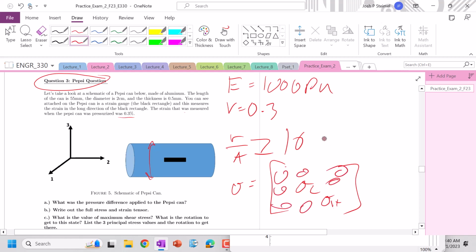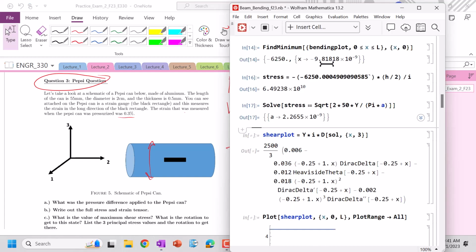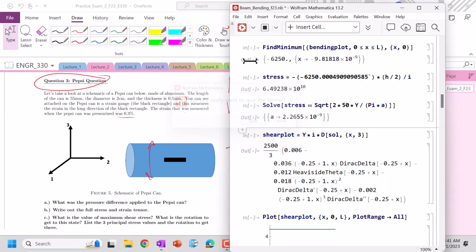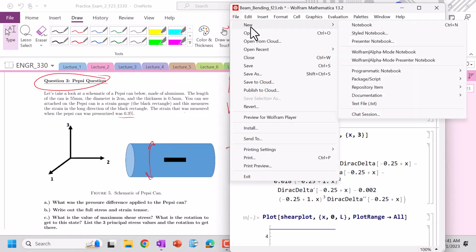And then our strain tensor will look very similar. Strain in the L. I forgot to charge my pen, I'm going to charge it after this. So let's go ahead. I'm going to quit the kernel and everything, and actually create a new little kernel.